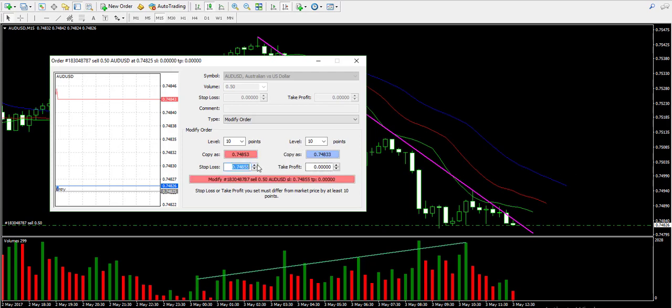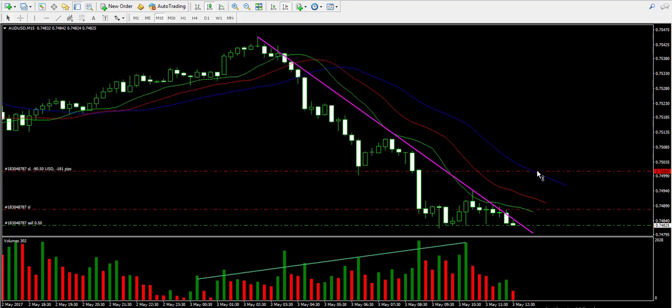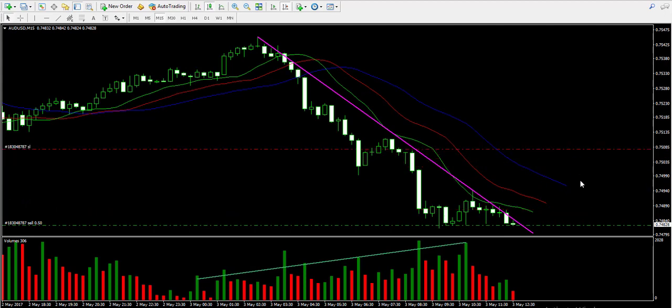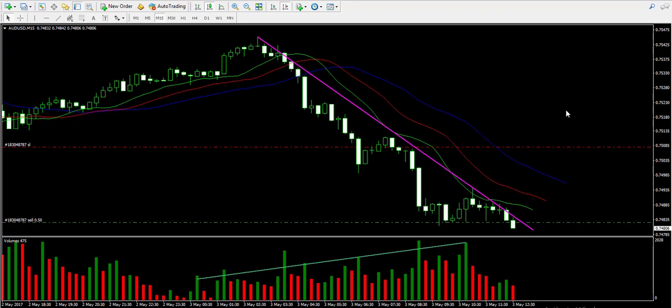So what I'm going to do is to place a stop loss order so the trade will be protected in case of a sharp price move. However, I'm not going to use the stop loss order to close the trade. I'm going to use signals that come from the Alligator indicator.